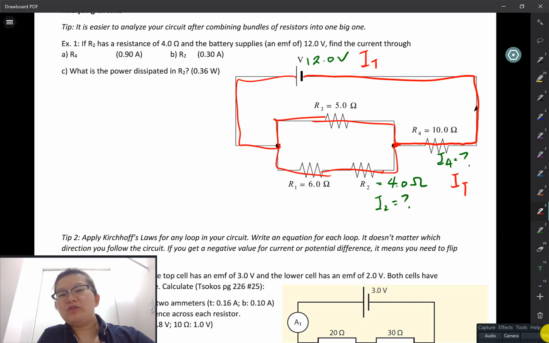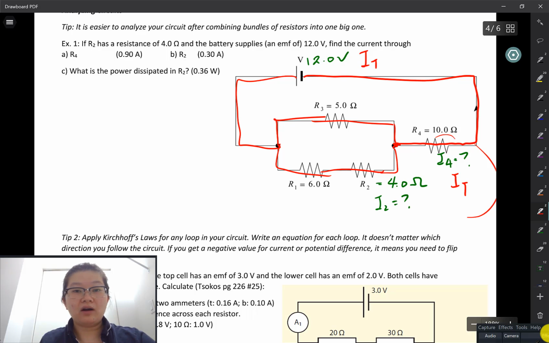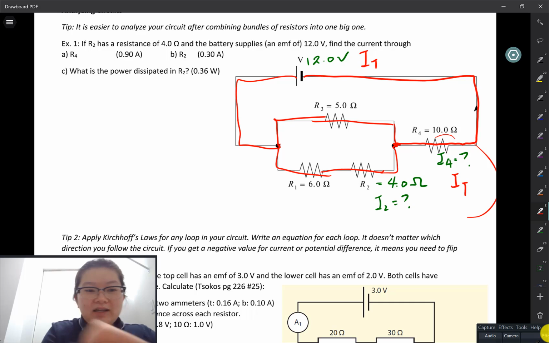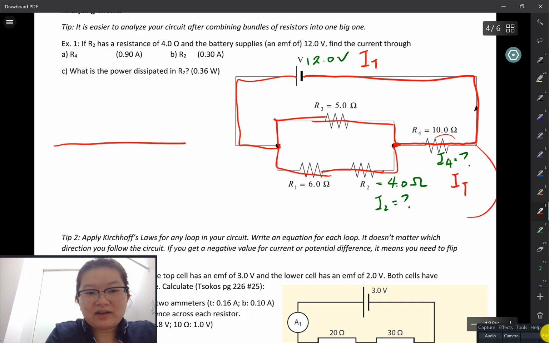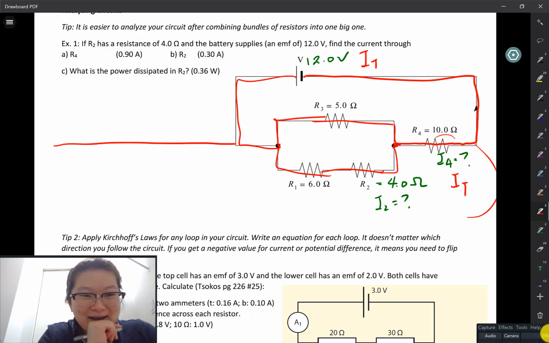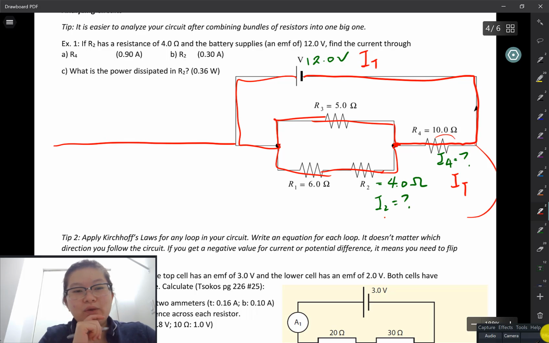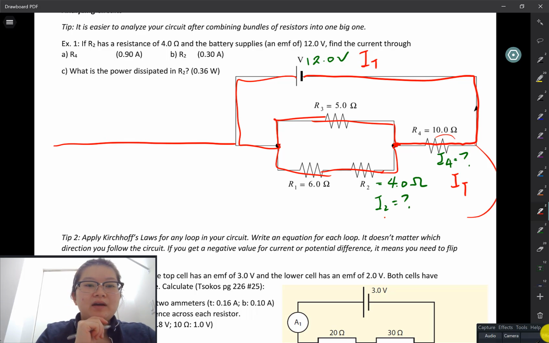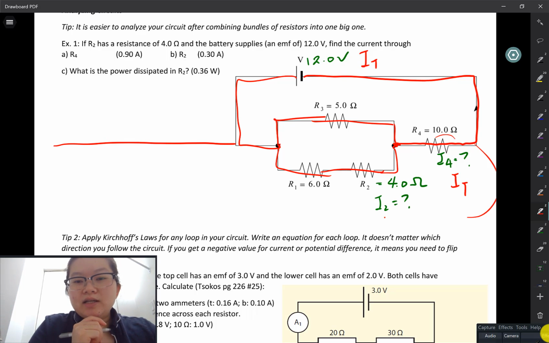So let's begin with finding the total current, because that's going to give us our I4. That's going to be the easiest for us to figure out. So let's do that in red. Oh, and guess what? There's a 4th question. What is the power dissipated in R2? That's actually not very hard, because once we know the current through R2 and its resistance, we can then find the power dissipated. So let's begin with finding total current.